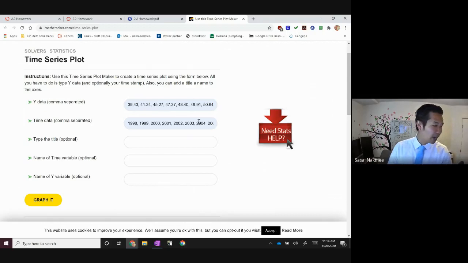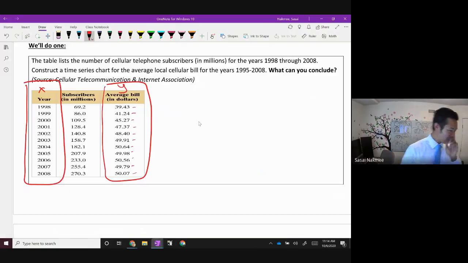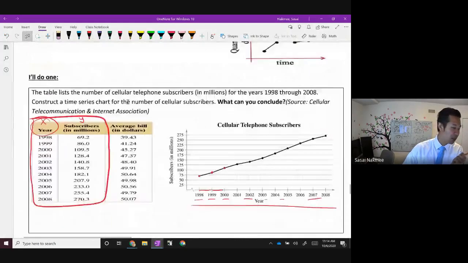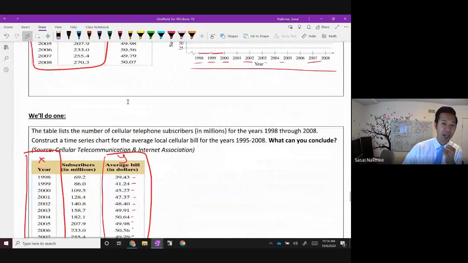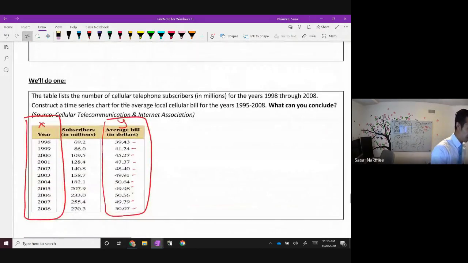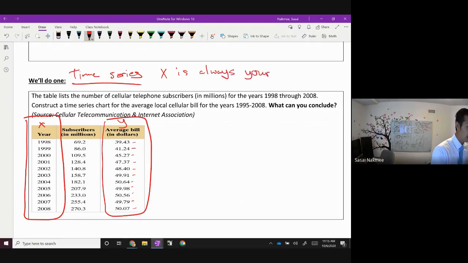How do you know which one is your Y? That's a great question. When you do a time series, your X is always going to be your time. So put that in your notes somewhere. For a time series chart, your X is always your time. The other one is always going to be your Y value.